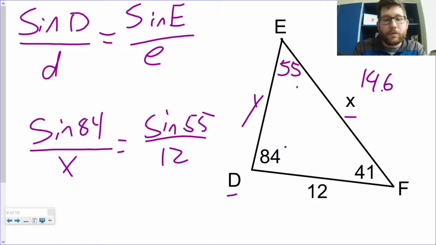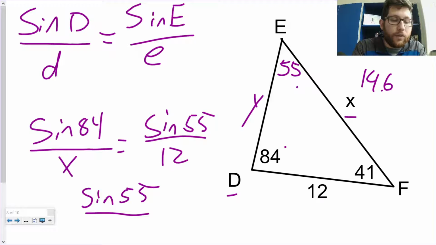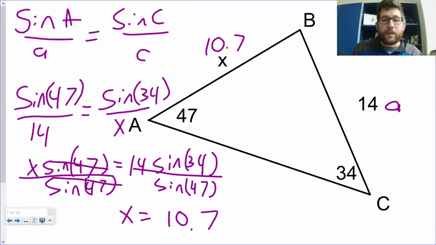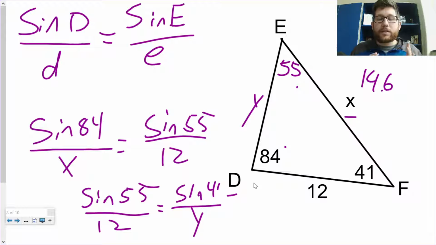Well, no worries. Here's what we're going to do. We're going to do the exact same thing we did before. Sine 55 over 12, that remains the same, right? And if I'm looking for y, then I just set up a second proportion, sine 41 over y, and then I cross multiply and solve. Okay, so you can solve for multiple sides and angles. And on this one over here, if you're looking for the opposite side and angle, then you'd subtract from 180 to get that angle. Use law of sines again. Okay, so that is our first video, our first lesson, our first assignment, all of that on law of sines.